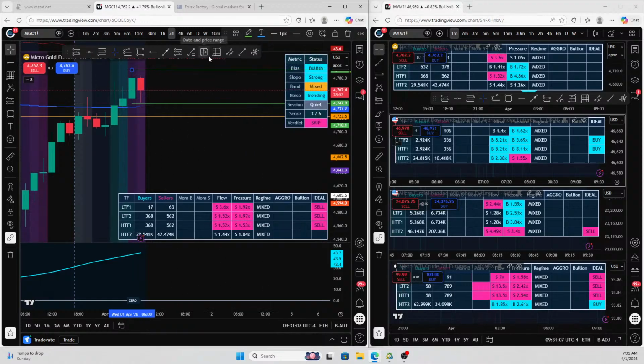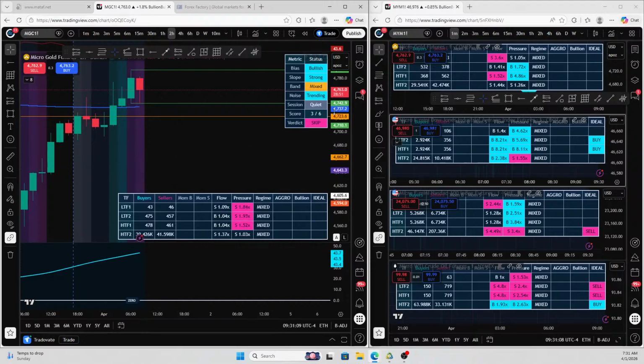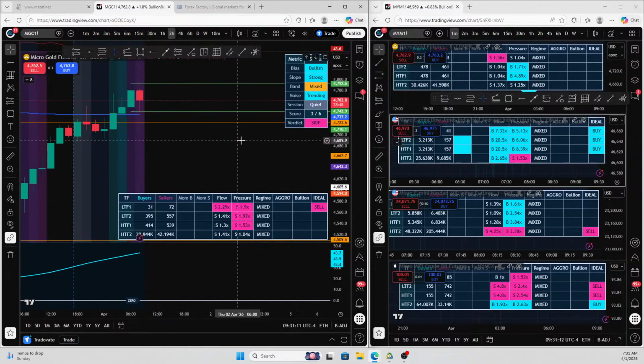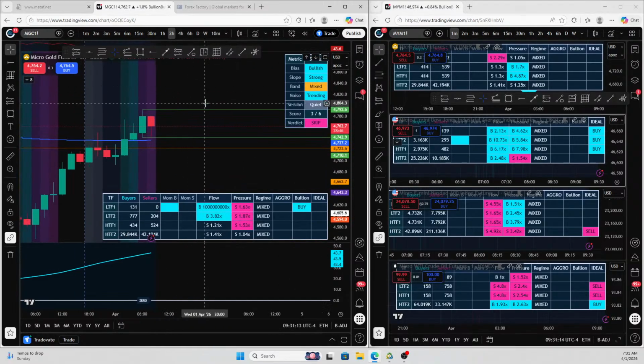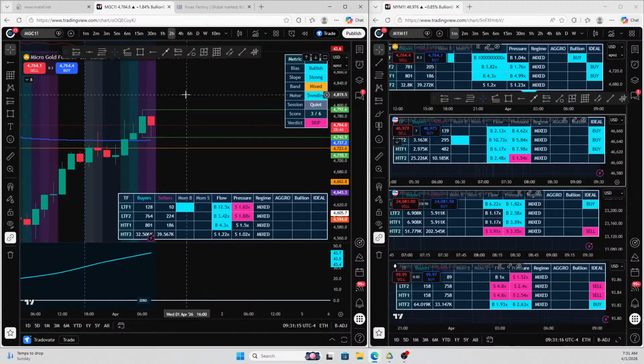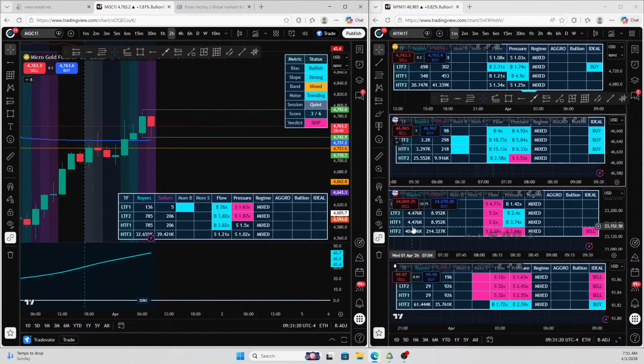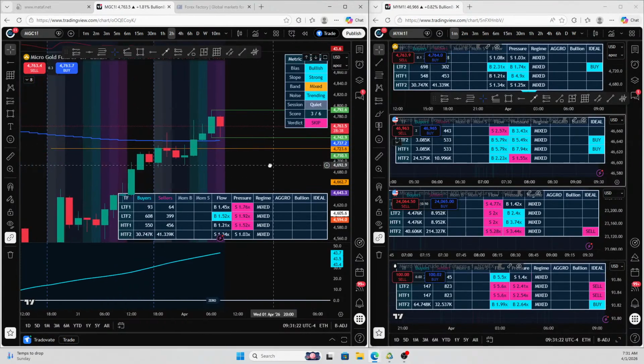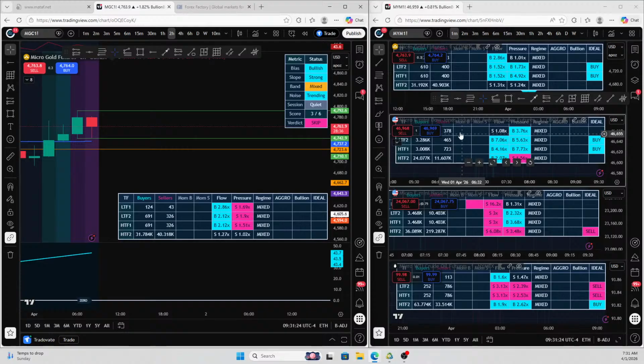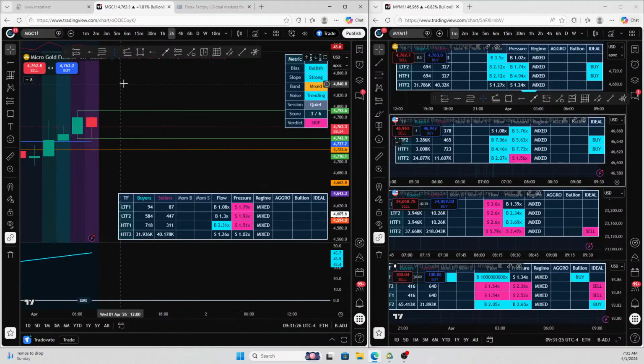We have news at 8 a.m., so we're going to wait for the news before we take any trade. Volume is there, a lot of volume on E-mini NASDAQ. So we're going to wait until the news comes out.